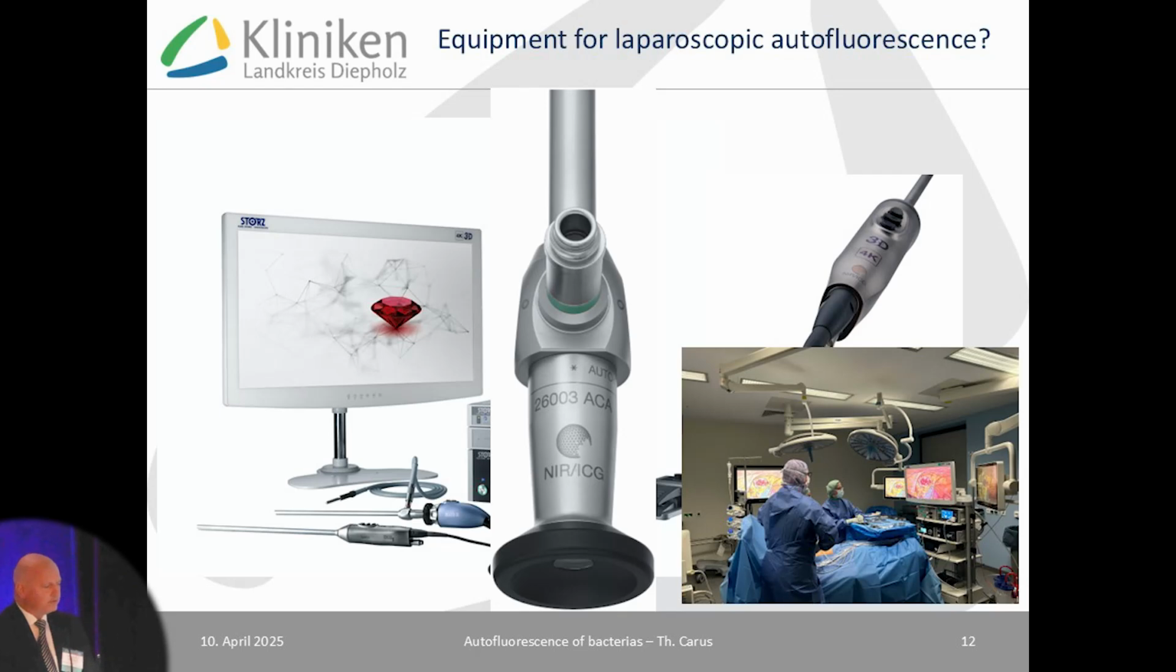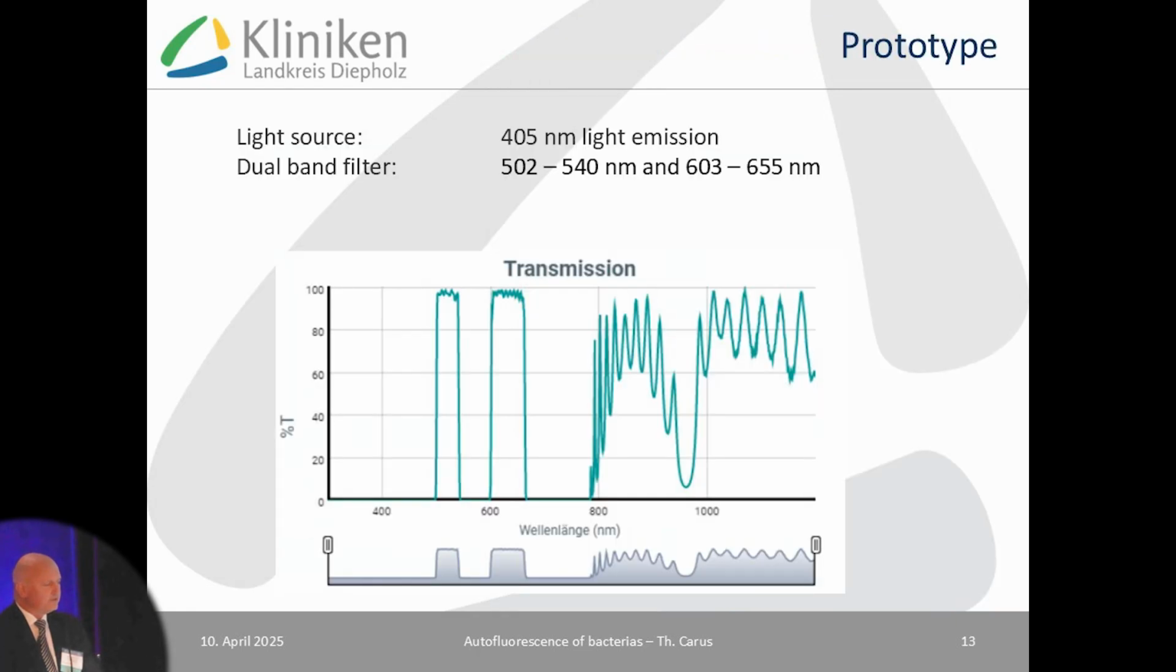And this was really a prototype to combine a special optic with a special filter. This was the prototype. I had it for 3 months. I have to give it back now. But the light source, like in the Molecular Light X, is 405 nanometers for the excitation. And then we had a special dual band filter we could clip on the laparoscope outside the body with these two peaks, 402 to 440 and 603 to 655, similar to the Molecular Light X, where we know that it was working.